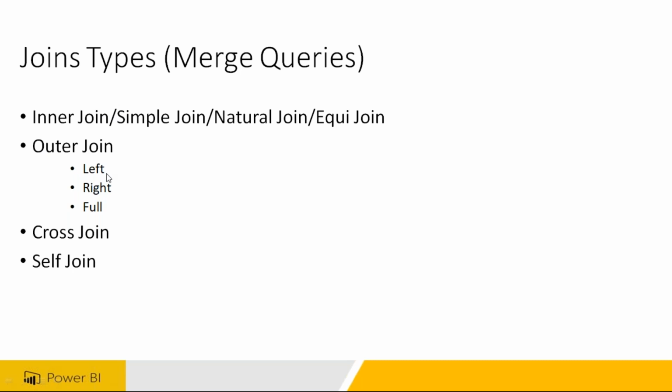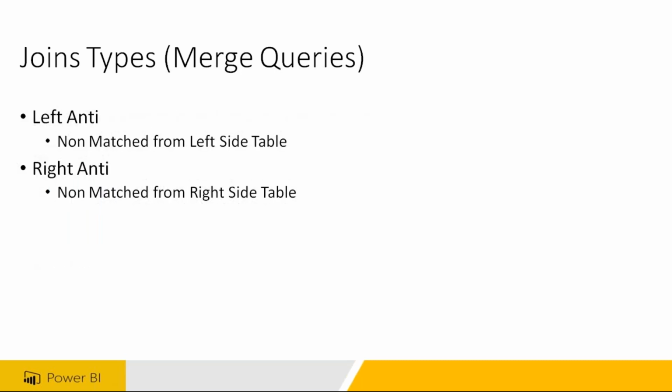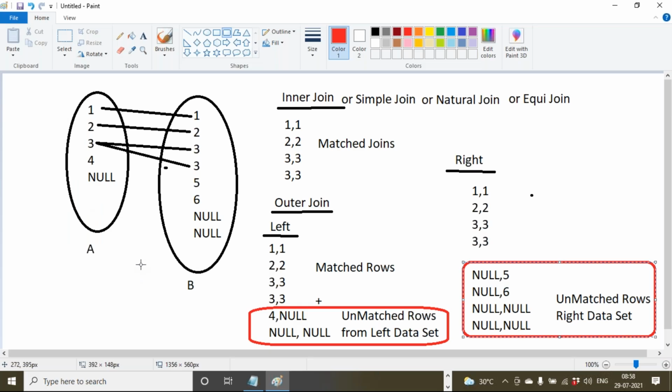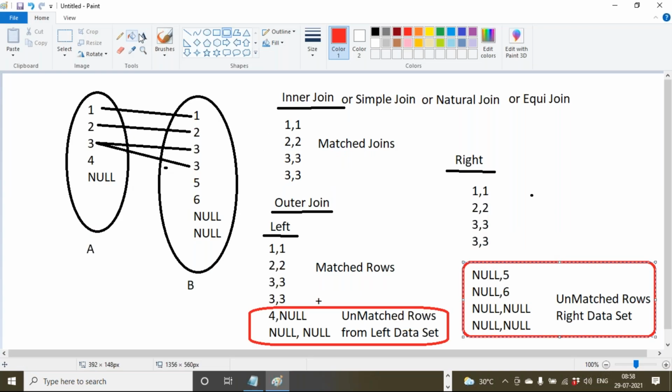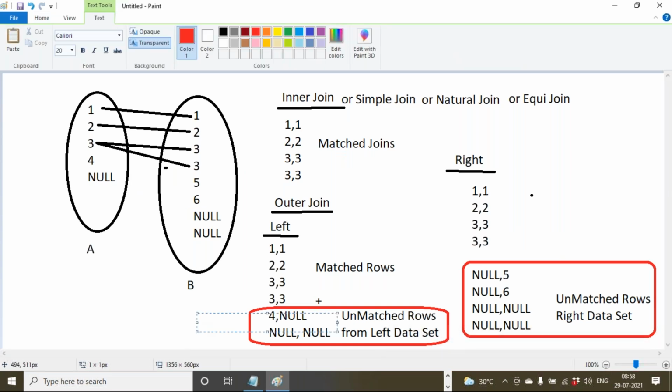Inner join data plus outer join data: matched data and unmatched data. But I need only the unmatched data from this. So I need only this. This is what is called left anti. Clear? So people would ask you, what is a left anti? Left anti means only unmatched data.